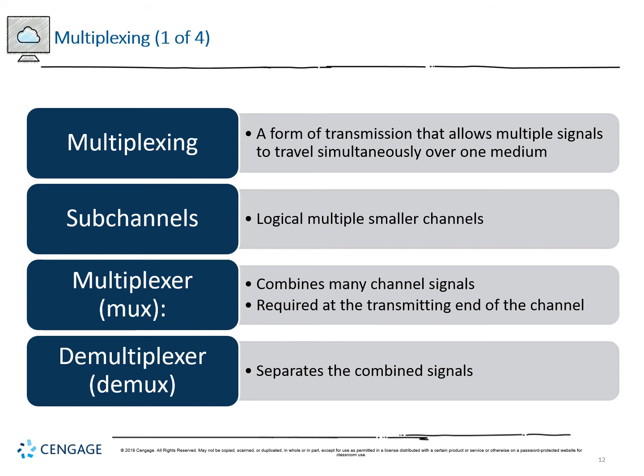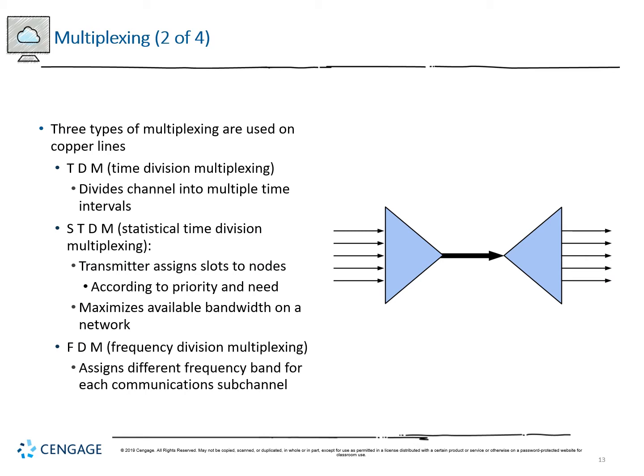A multiplexer, or a MUX device, combines these channel signals and is required at the transmitting end in order to send the signal combined. The demux, or demultiplexer, has to be able to separate those combined signals on the opposite side. So here we have a very simple diagram of a multiplexer, where you see multiple signals coming in, being sent as a single signal, and then being taken apart and decoded at the opposite side. The three types of multiplexing we see on copper lines are time division, statistical time division, and frequency division.